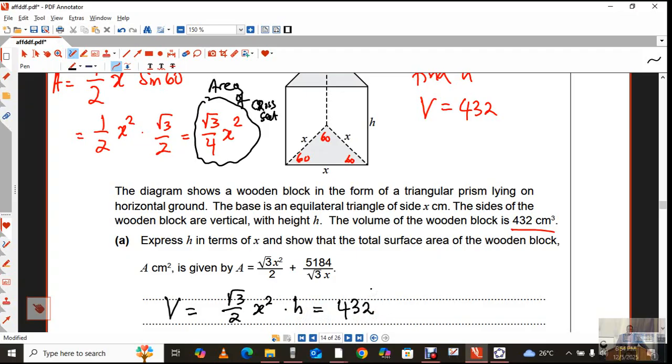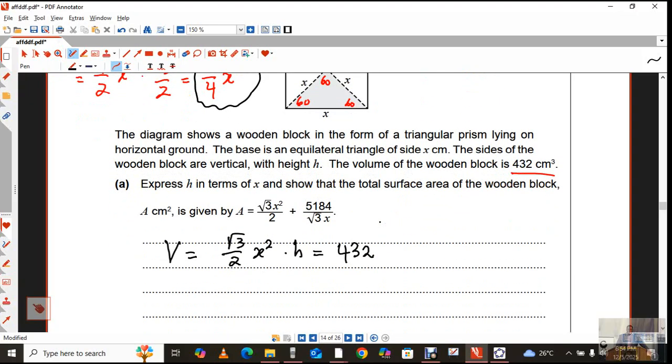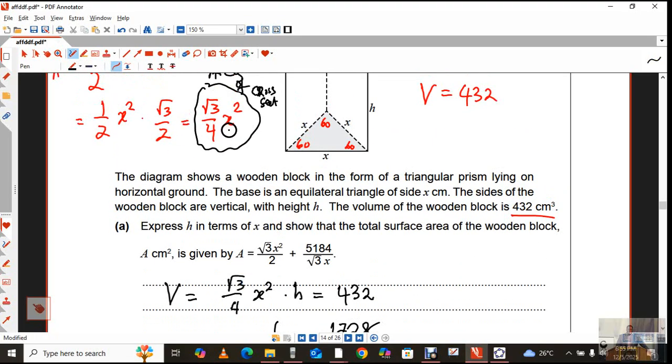So our objective is to make h the subject of the formula. And once we do that, you should get that h is going to be 1728 over root 3 x squared. So you have to be a bit careful, just to make sure of something here. I hope you have seen it. That's 4. I just wrote it wrongly from where I got it.